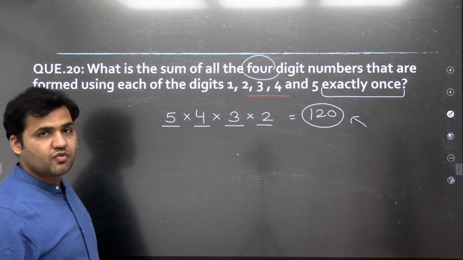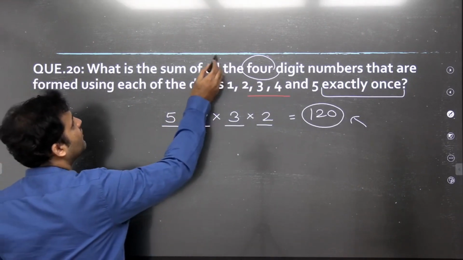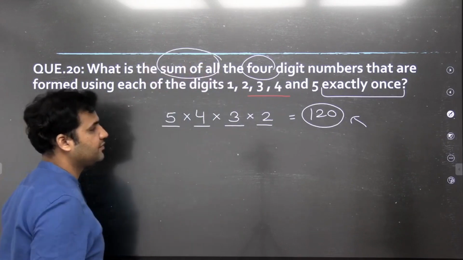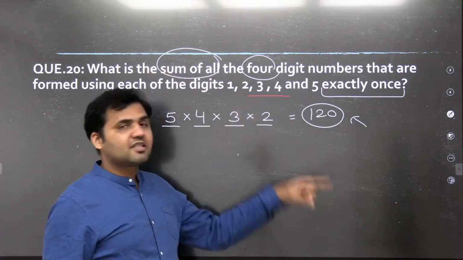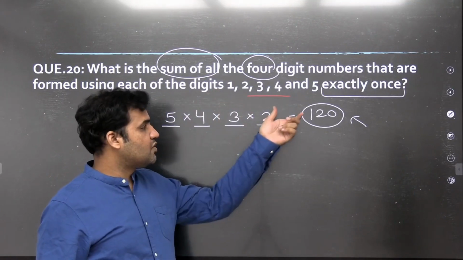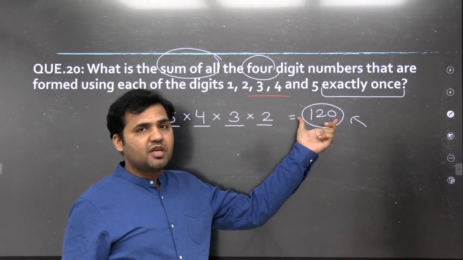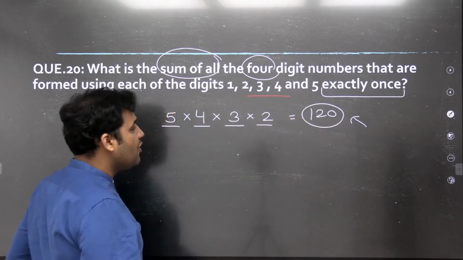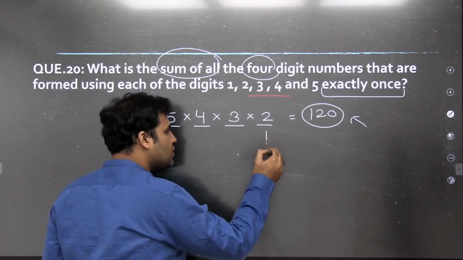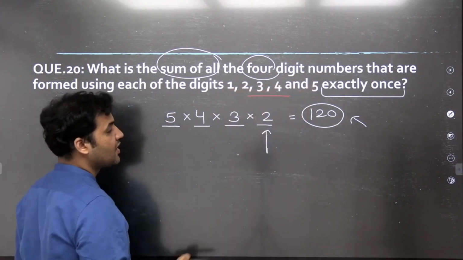But we are not supposed to find out how many numbers can be made. We are supposed to find out the sum of all such possible numbers. Now to answer this question, the sum of all possible numbers, what you need to understand is that when 120 numbers are being made, how many times at the unit position is the digit 1, 2, 3, 4 and 5 being used.